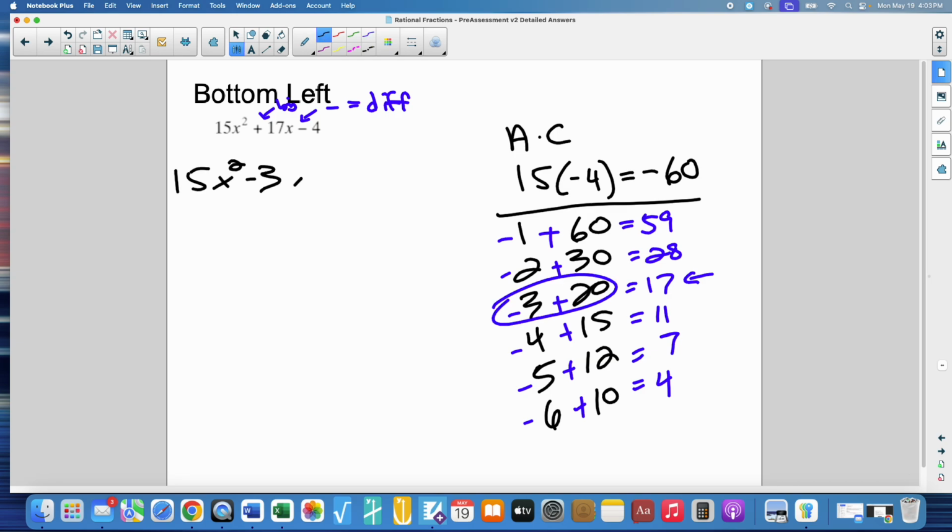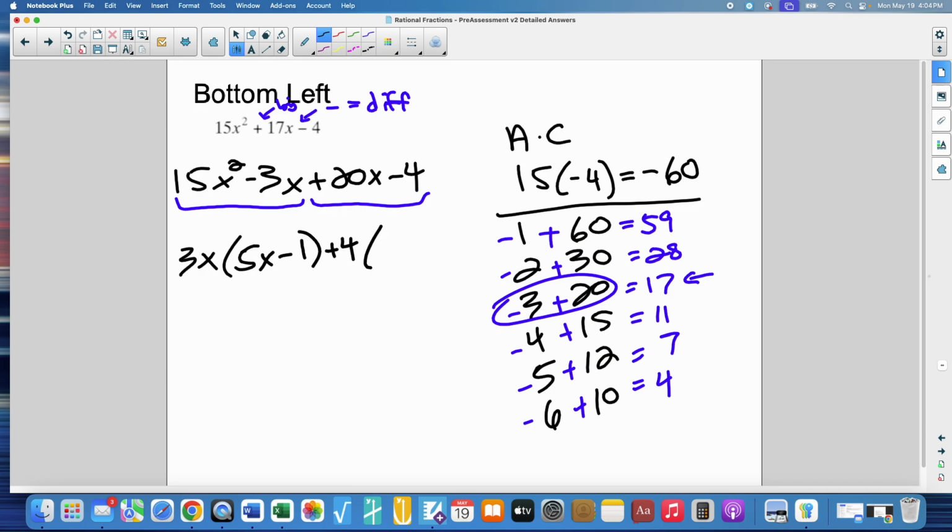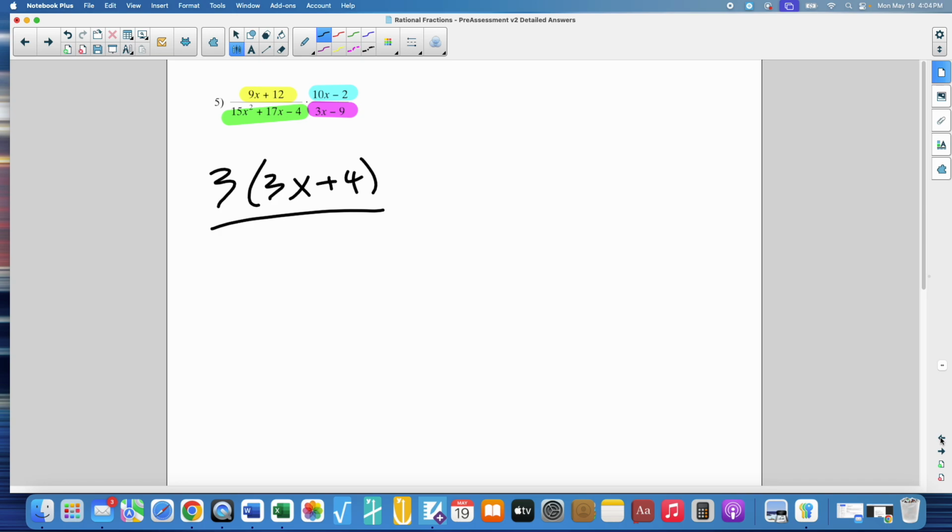15x squared minus 3x plus 20x minus 4. I'm going to group and group. I'm going to factor out a 3x. That leaves me with 5x minus 1. A little tricky. I'm going to factor out a 4. That leaves me with 5x minus 1, which factors the 5x minus 1. 3x plus 4. That's a good one. I like that. 5x minus 1, 3x plus 4.